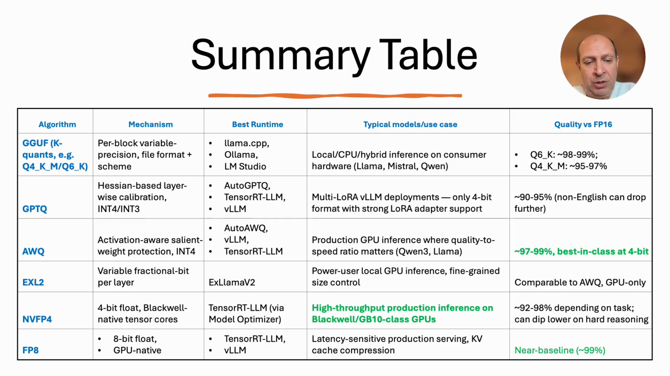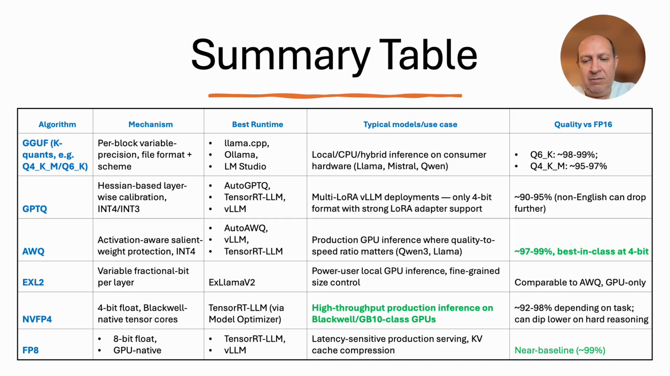The other one I want to mention is NVFP4, which is optimized for the Blackwell chips, especially the GB10 used in the NVIDIA DGX Spark, for example, and the OEM versions of the same hardware. This provides a quality of around 92 to 98% depending on the task, and it can run on TensorRT LLM via the Model Optimizer, as we mentioned earlier.